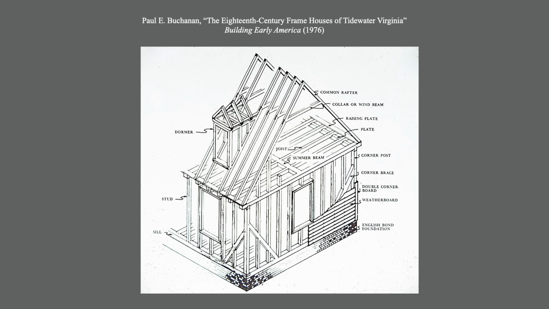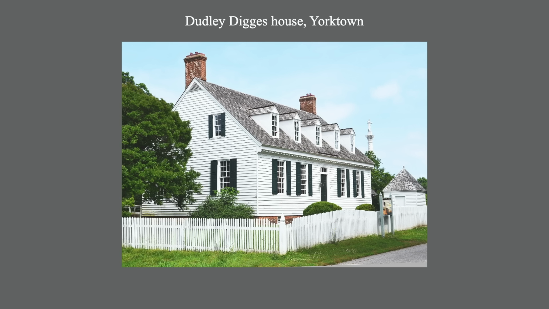This simple framing system continued well into the next century, as shown in this diagram of a typical colonial Virginia dwelling of the 18th century. It was this type of framing, covered with board siding, that was employed for the Dudley Diggs house, but by then brick foundations and chimneys were standard.